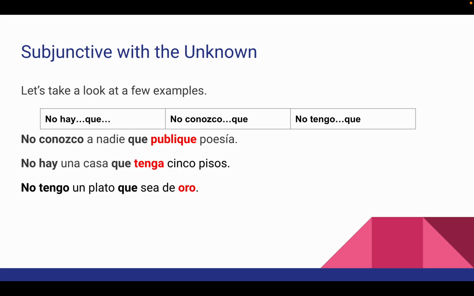So here are a couple of examples of that. No hay que, no conozco que, no tengo que. So there isn't that, I don't know that, or I don't have that. So no conozco a nadie que publique poesía. I don't know anyone who publishes poetry, because you've got this no, like I don't, it doesn't exist, anyone, and I'm certain there doesn't exist. This is just a weird exception with subjunctive. It gets the subjunctive with the second verb. So no hay una casa que tenga 5 pisos, or there is no house that has 5 floors, or no tengo un plato que sea de oro. There isn't a plate of gold.